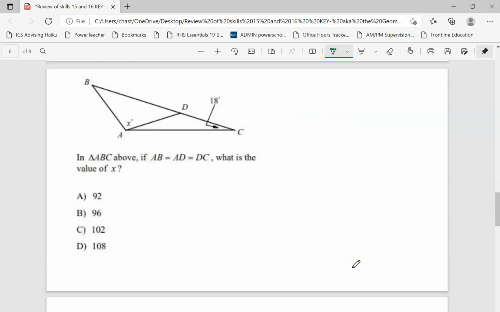Here we go. We have a triangle. We're told that AB is equal to AD, which is equal to DC. And we want to find the value of x. So, in a triangle, if two sides are congruent, that means their opposite angles are congruent.